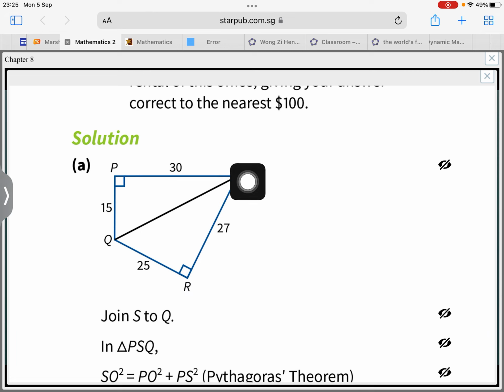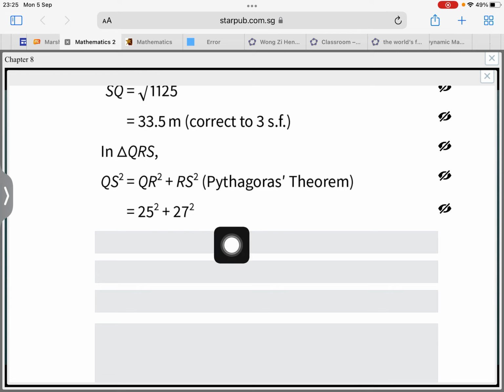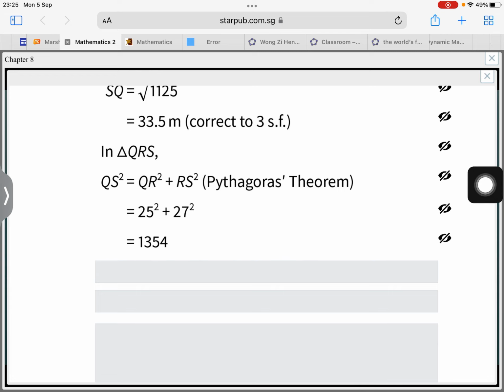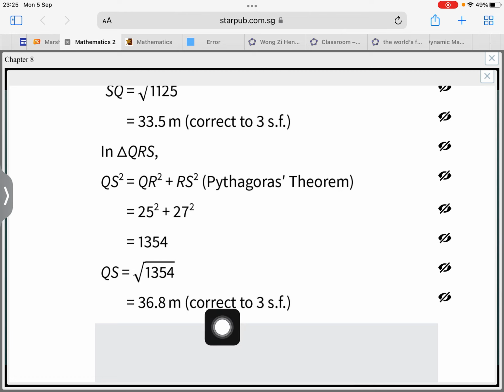QR square plus RS square will be equal to QS square. So my 25 square plus 27 square. Key into the calculator, this gives you 1354. So QS square equals 1354. Take square root on both sides. So QS equals plus minus square root of 1354. You get 36.8 meters. Take note, remember, reject negative 36.8.